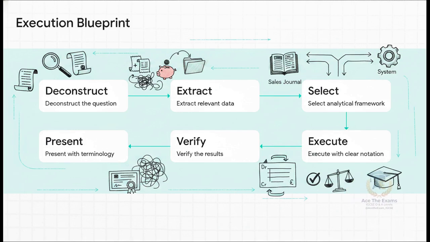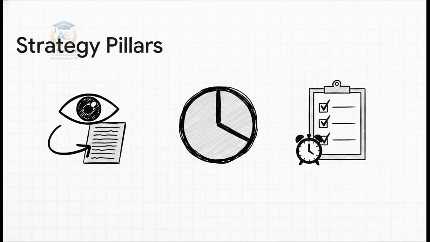Step 5. Verify the results. Do a quick mental check. Does this make logical accounting sense? Step 6. Present clearly using strictly Cambridge-approved terminology. Following these 6 steps in order turns an incredibly chaotic exam prompt into a systematic, relentless march toward full marks. To synthesize this entire masterclass, I want you to memorize these 3 core strategy pillars.